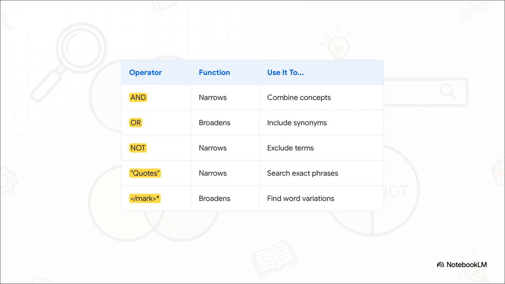So let's do a quick recap of the whole toolkit. Just remember, AND, NOT, and quotes. Those are your tools for narrowing things down and getting more specific. Then you have OR and the asterisk, which are for broadening your search to find more related info. That's the whole system right there.